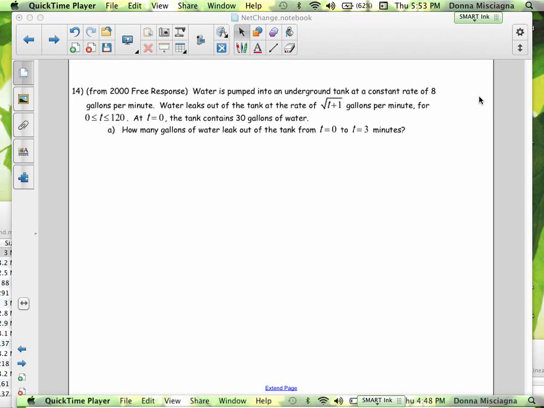All right, so how many gallons of water leak from the tank? That's an accumulated net change here. So you should be thinking we're going to integrate, and then we're going to evaluate. And we're going to have to integrate both little parts here, the 8 gallons per minute and the square root of t plus 1.